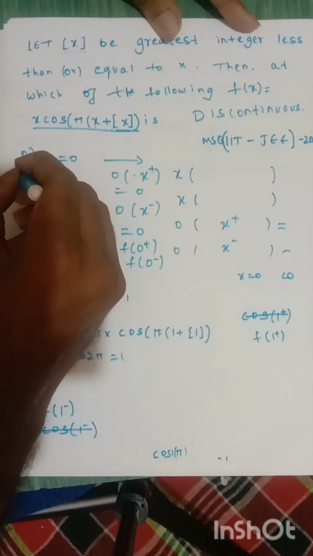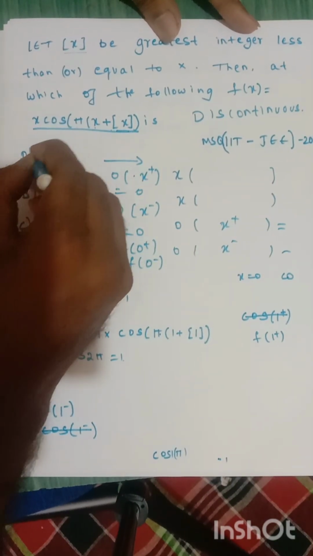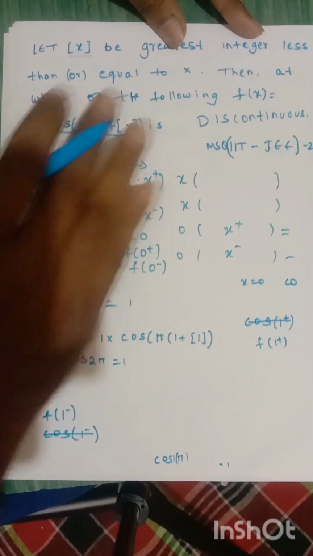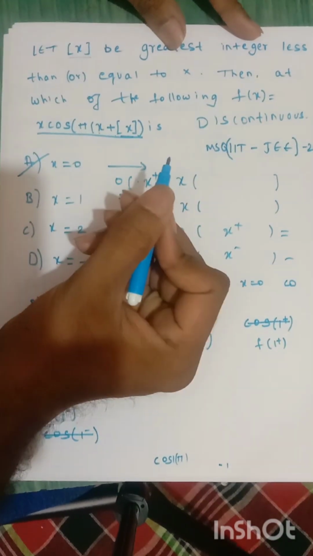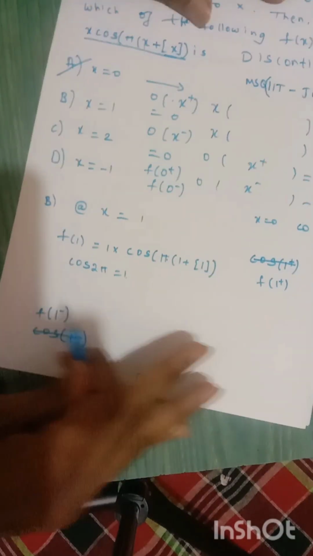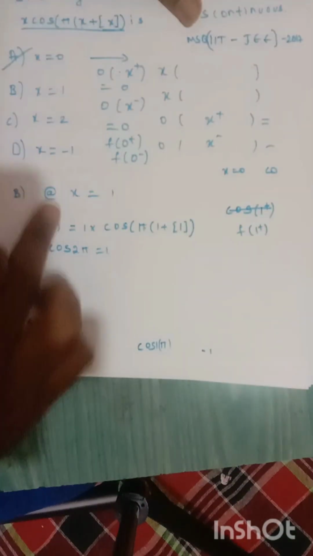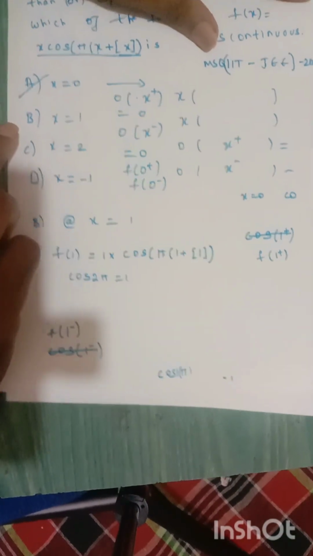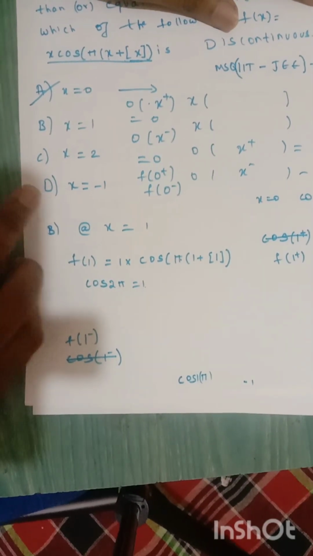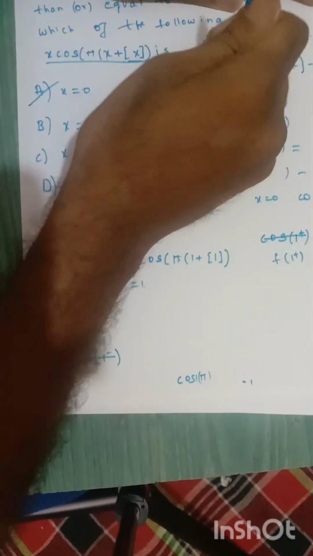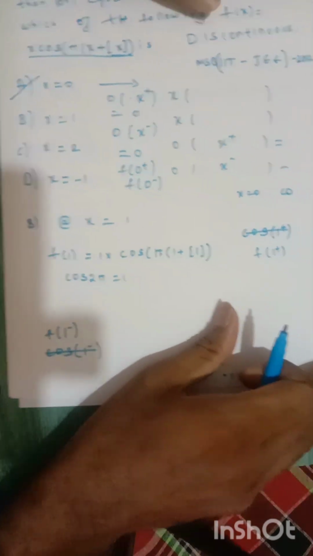So x = 0: for x = 0, this term is continuous because it is multiplied by x, so it will be continuous by default. Now we have to check these three values: x = 1, x = 2, and x = −1. For these three values we have to check the continuity, or whether it is discontinuous.